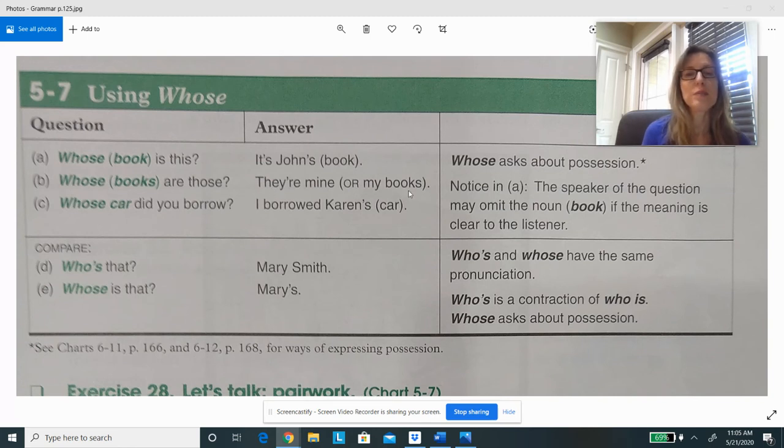Okay. Finally, we have another example, whose car did you borrow? Answer, I borrowed Karen's, or I borrowed Karen's car. So to answer one of these questions, you need to know or remember about how to talk about possessive ownership. So you might use apostrophe S, you might use a possessive pronoun, and here's another example of that, apostrophe S.